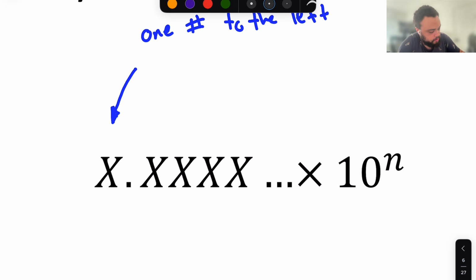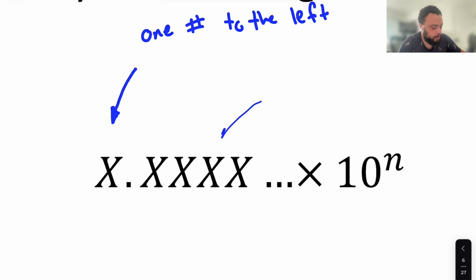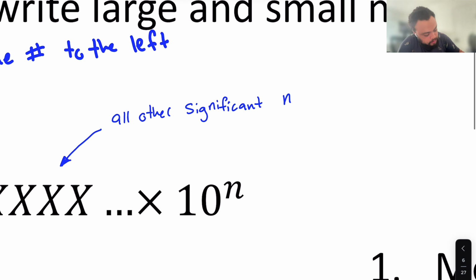Make this a little smaller. One number, put it to the left. All your other significant numbers are going to go to the right of the decimal place.